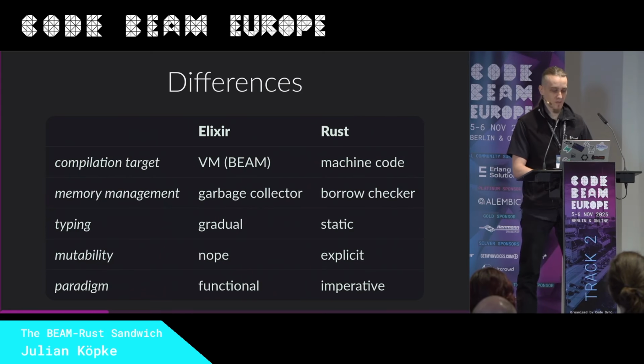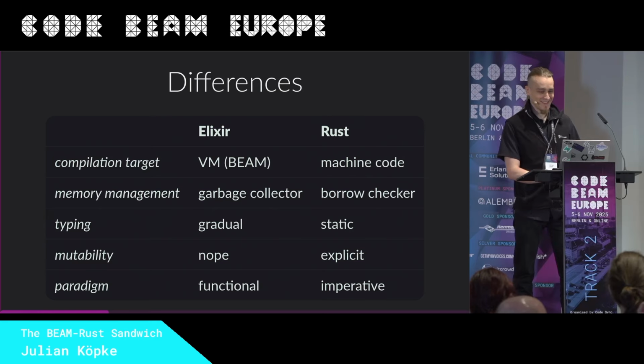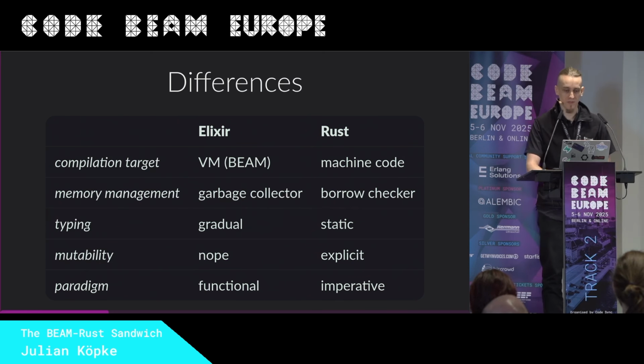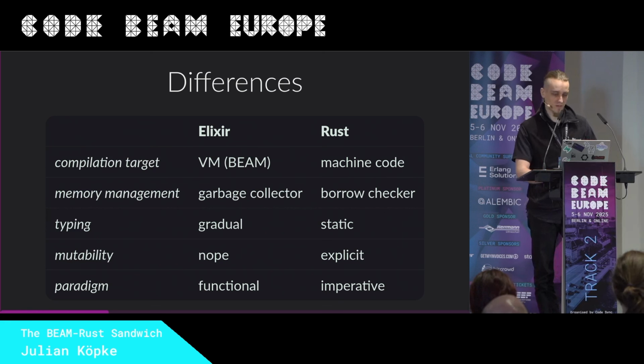And Elixir, of course, is functional. That's why we love it. Rust is not very functional. Some people say it has some functional traits, even though I think the most important features of functional programming languages are not there in Rust, so I would call it imperative. But what makes this integration so great then?